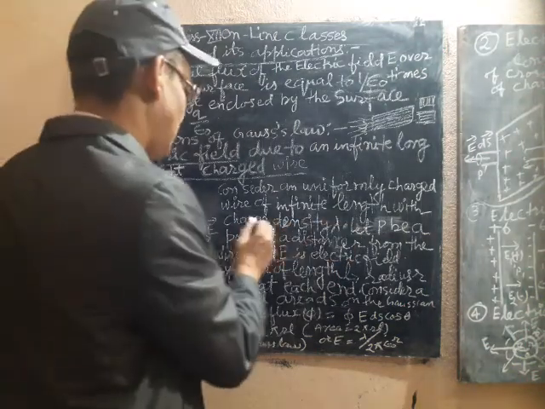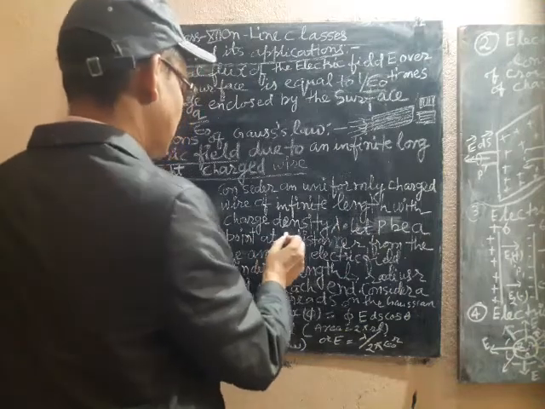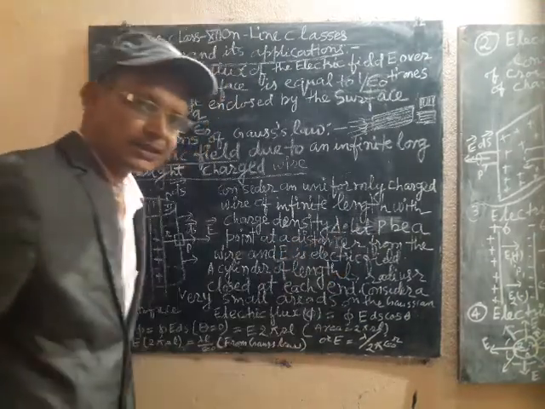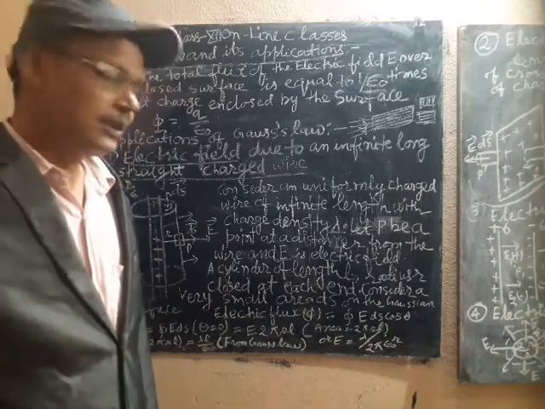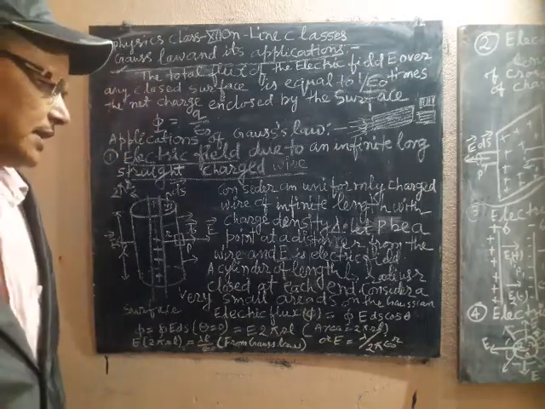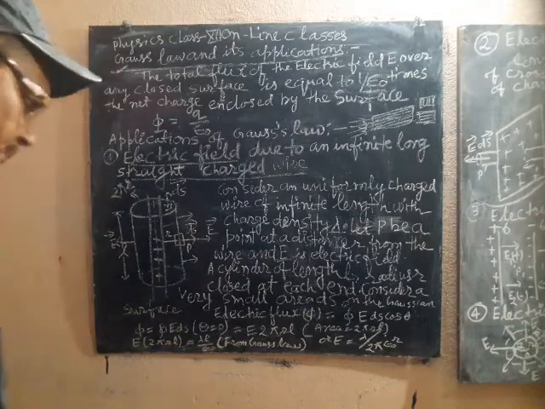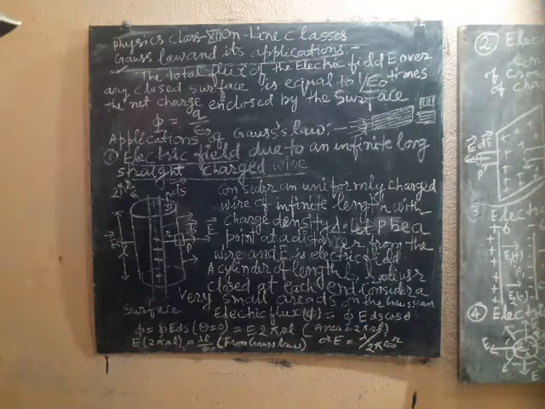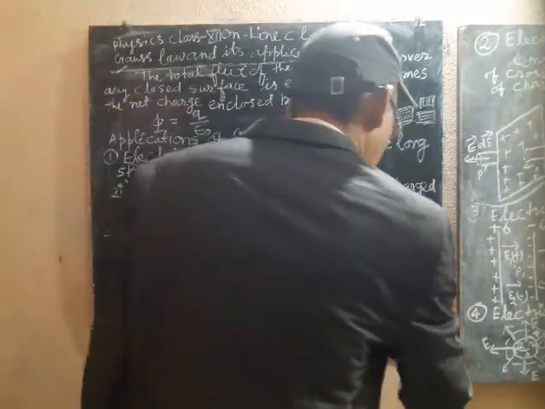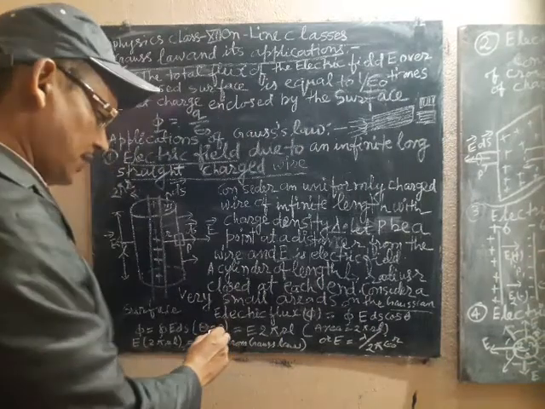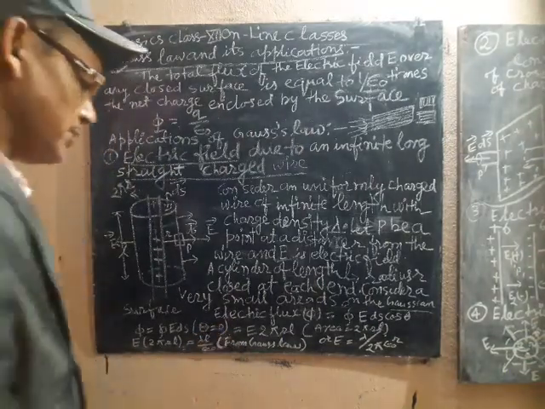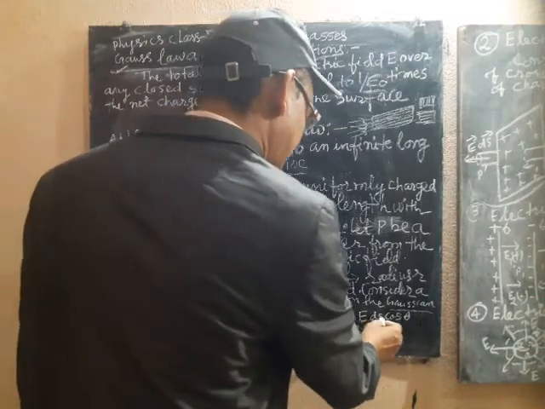Consider a uniformly charged wire of infinite length with charge density lambda. Let P be a point at a distance r from the wire and E is the electric field. Take a cylinder of length L and radius r, closed at each end. Consider a very small area ds on the Gaussian surface. The electric flux is phi equal to closed integral of E ds cos theta.